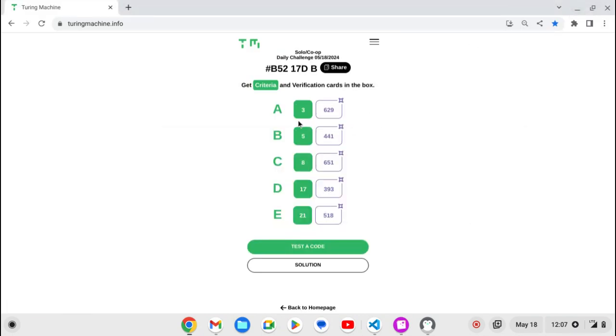So today's puzzle uses criteria cards 3, 5, 8, 17, and 21. And above you have the unique identifier code for this puzzle that you can always go and search on turingmachine.info. Let's go solve.